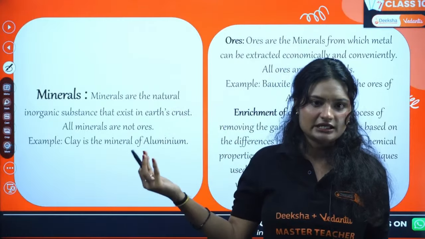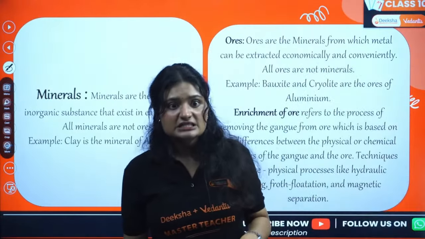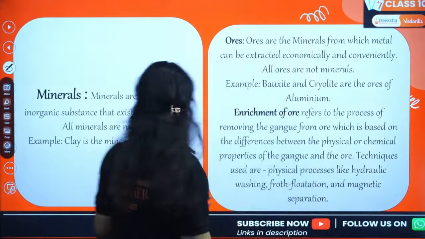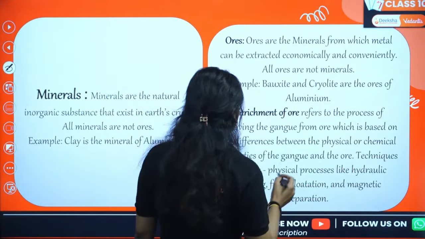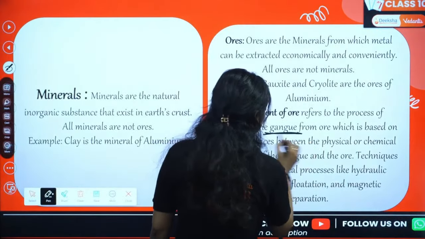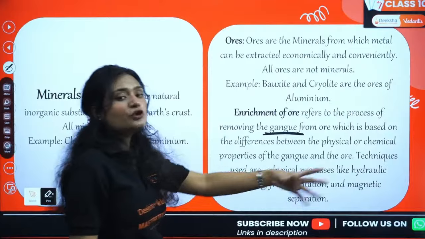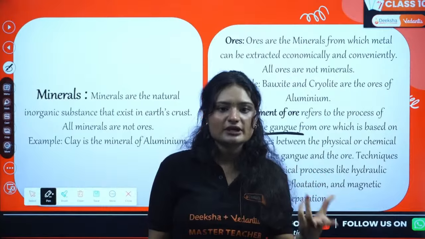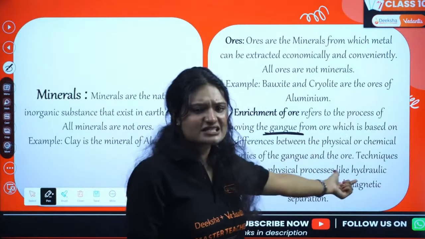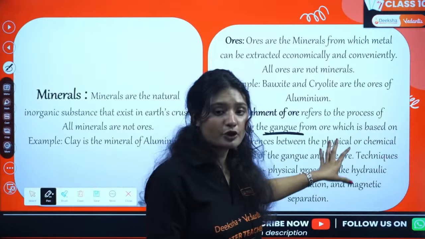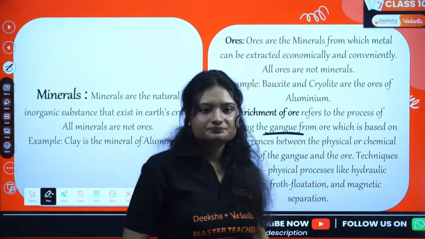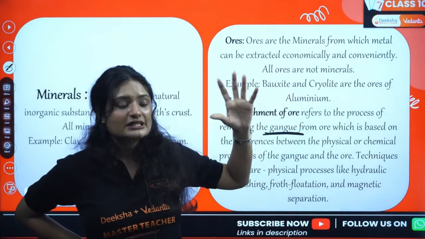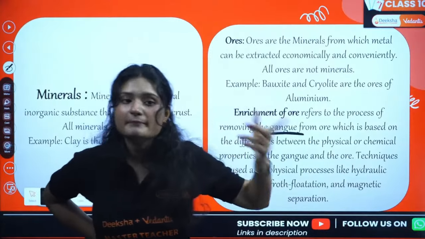conveniently. Then we do enrichment of ores. Enrichment of ores means that you remove all the impurities. What is that impurity called? That impurity is called gangue. So if you remove all the impurities from the ore, you have only the mineral that has the metal. You use these techniques to filter out the impurities, to remove the gangue, and that is called enrichment of ore. That ore is used to get the pure metal, my dear kids.